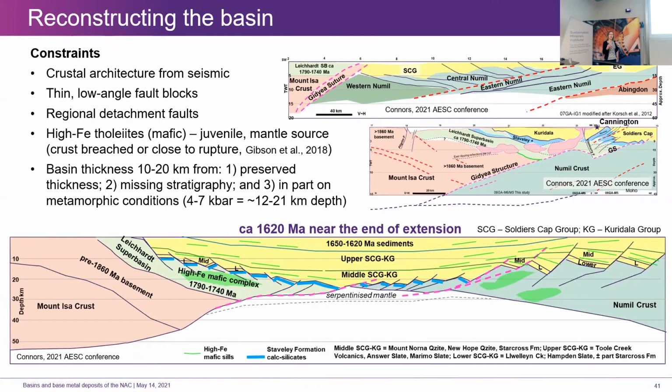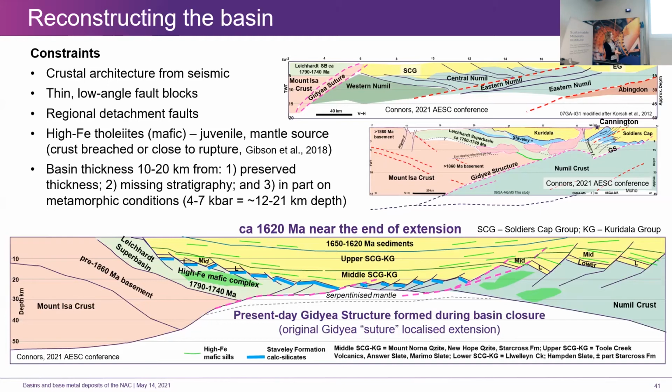And in general, we don't have the entire package present. On the middle seismic line, we've got more like 9 or 10 kilometers preserved. I think there's some missing stratigraphy, the 1550 to 1520 package on top, which has largely been eroded. And around Cannington, from Cannington up to Cloncurry, with the pressure, the metamorphic conditions indicate we've had 10 to 20 kilometers of material eroded from the top. So we know we've had a lot of uplift.